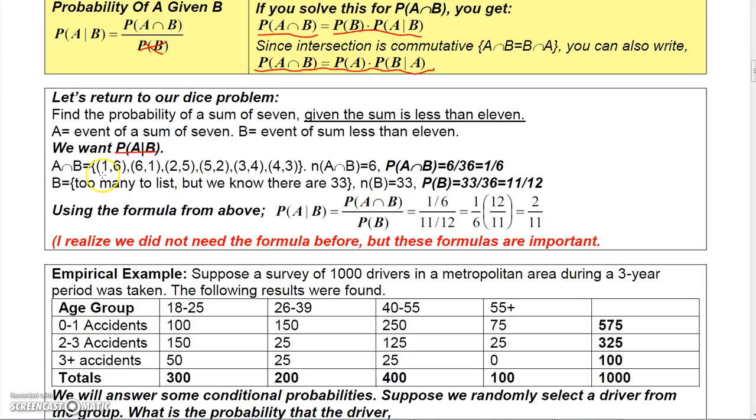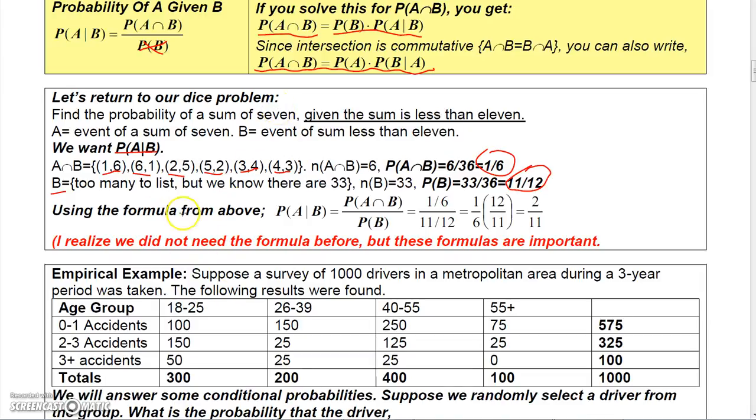Okay, so these are all the numbers that are in the intersection. These are all of the elements that have a sum of 7 and have a sum less than 11. So these are the 6 numbers. So the probability of that would be 6 out of 36, which is 1/6. Now, what's the probability of B? All the values that have a sum less than 11. Well, there's 33 out of 36, or 11/12. So the probability of B would be 11/12.